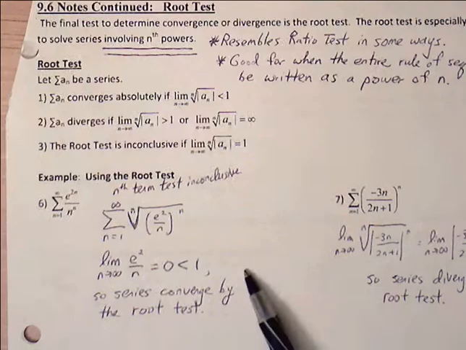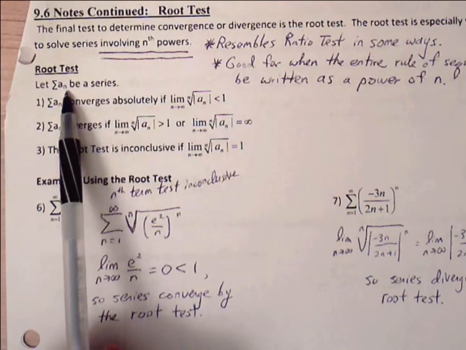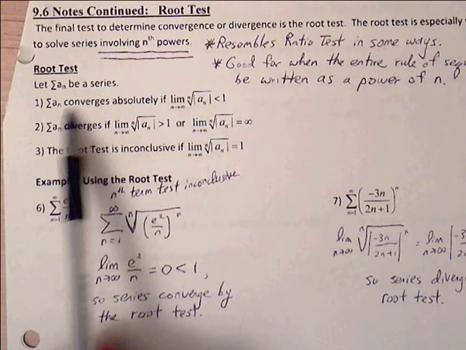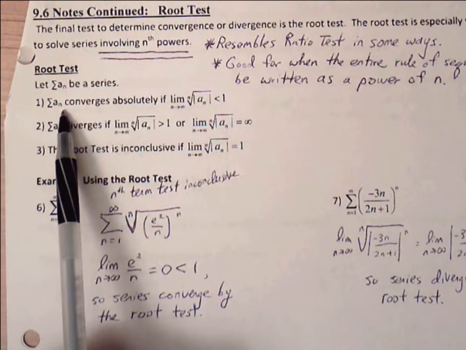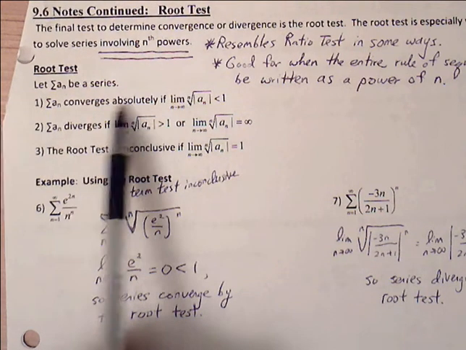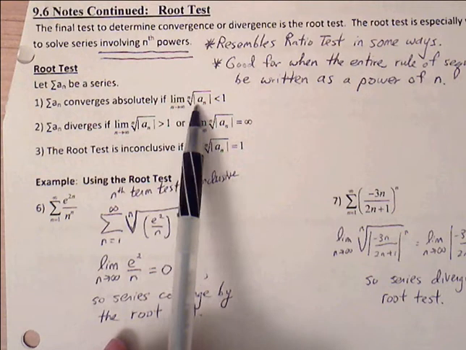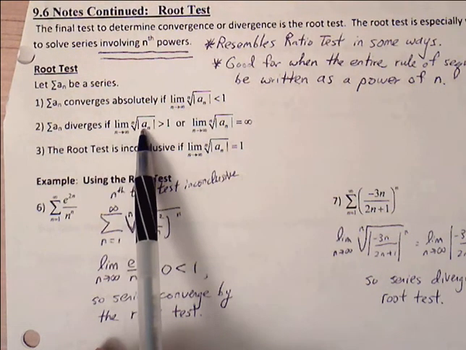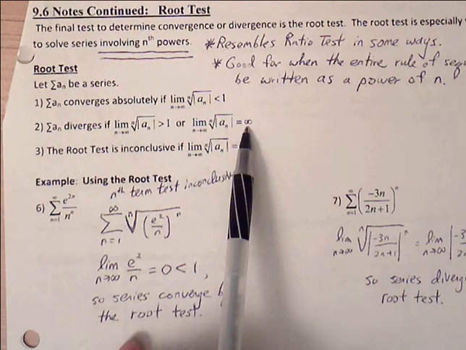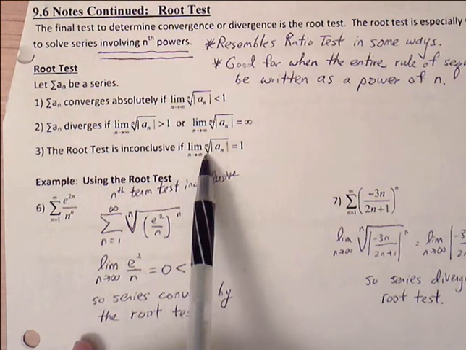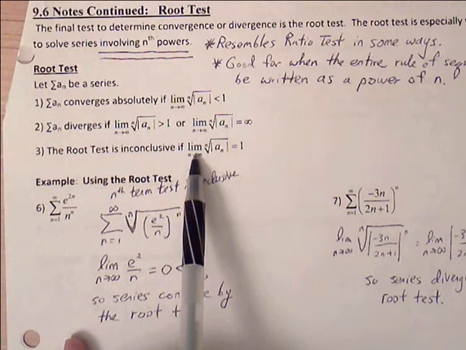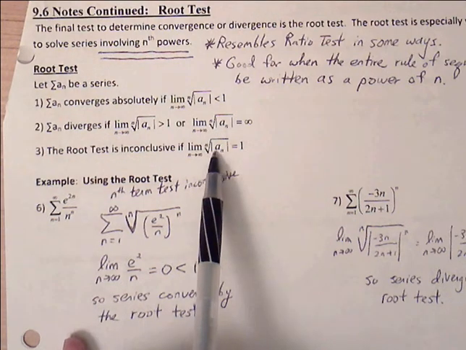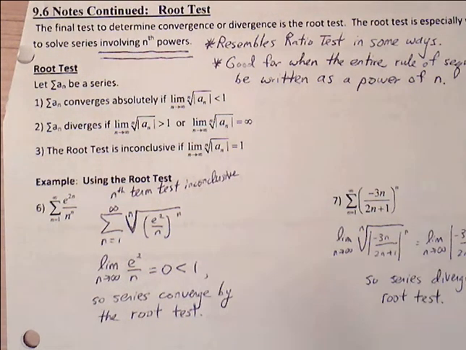So let the summation of a sub n be a series. A sub n, the series will converge absolutely if the nth root of a sub n is less than 1, diverges if the nth root of a sub n is greater than 1 or positive infinity, and inconclusive, again, just like the ratio test, if the limit of the nth root of a sub n is equal to 1.